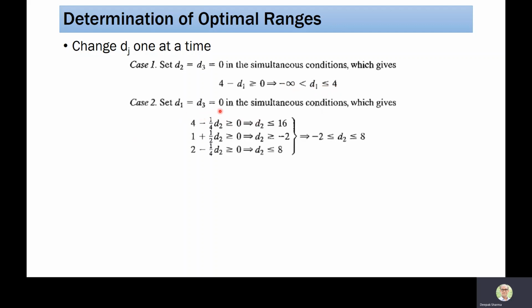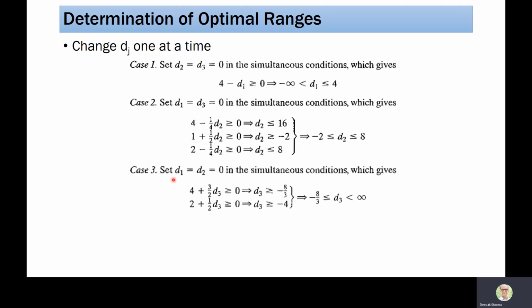Similarly, for case 2, D1 and D3 are 0, so I can find the range of D2. And when D1 and D2 are 0, I can find the range of D3. Again, it is important to note that this particular range is valid when D2 and D3 are 0. Similarly, this range is valid when D1 and D2 are 0.